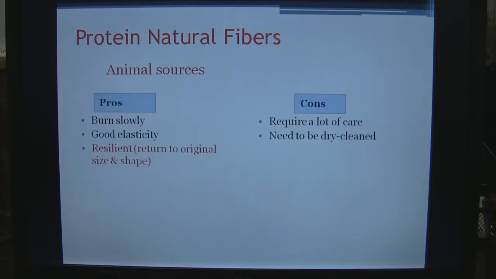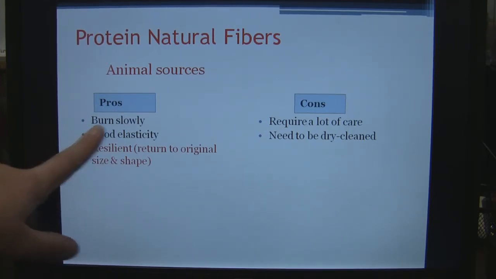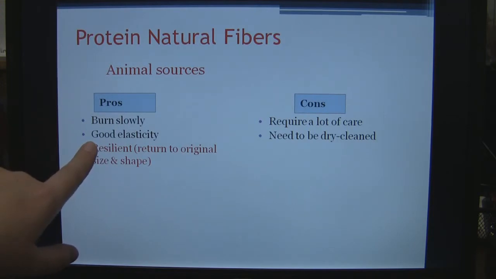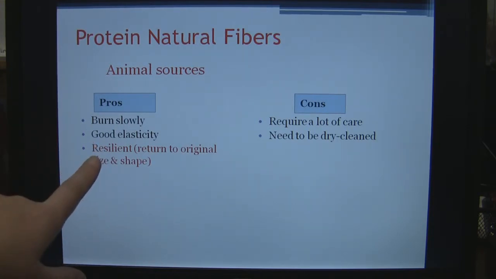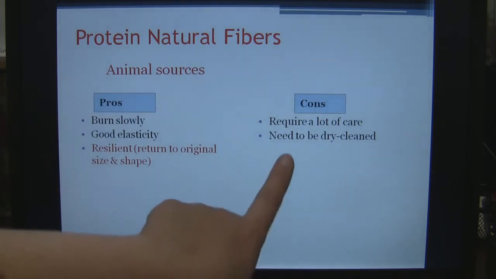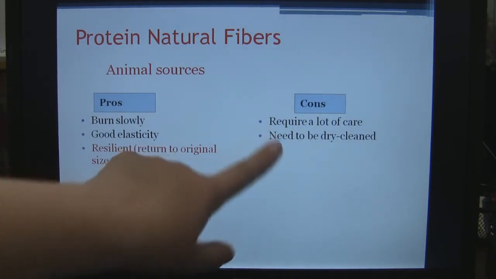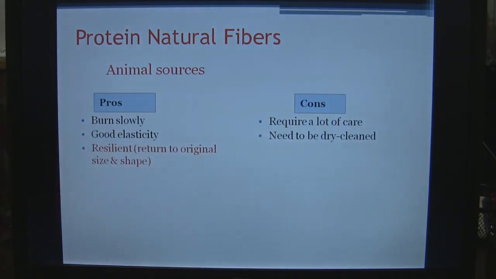And then natural fibers from animals, which would be called protein natural fibers, they burn slowly. They have good elasticity, meaning they stretch well, and they are resilient. They return to their original size and shape. The bad thing about natural fibers from animals is that it requires a lot of care and it needs to be dry cleaned.